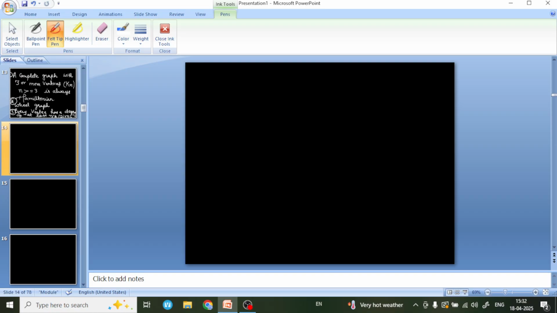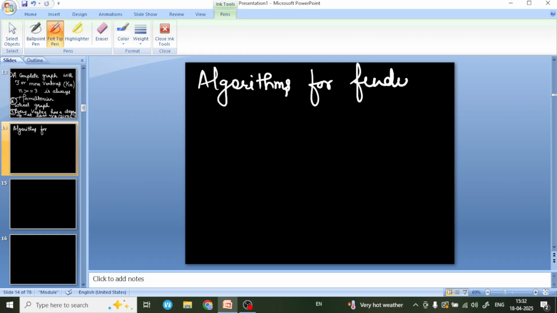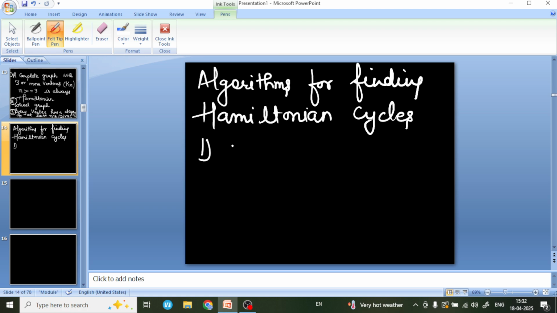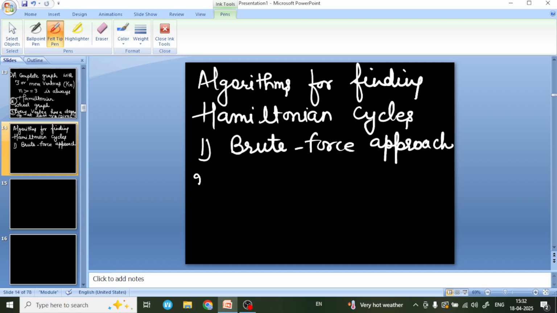Which type of algorithms is used for finding Hamiltonian cycles? First, brute force approach algorithm. Second, backtracking algorithm. Means we can use these two algorithms for solving Hamiltonian problem.